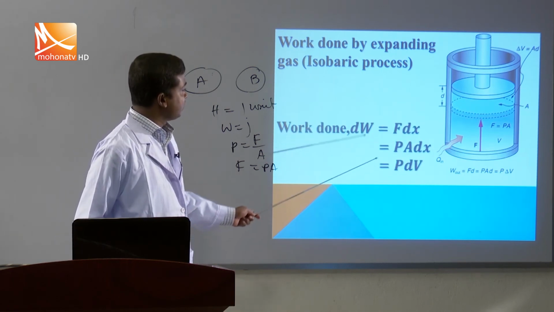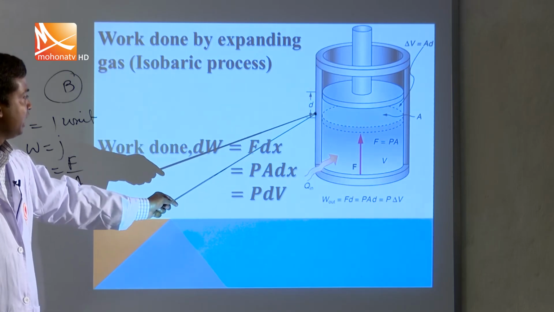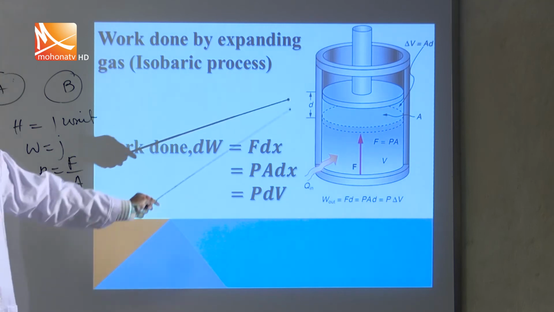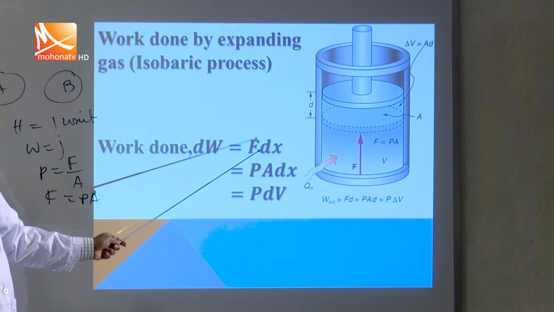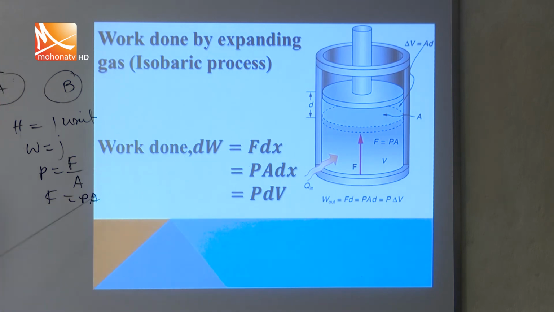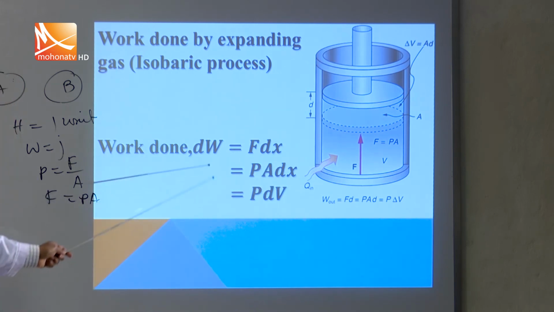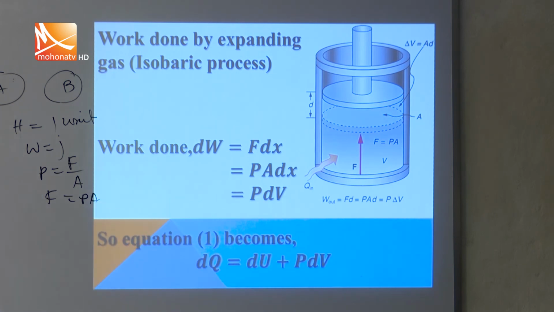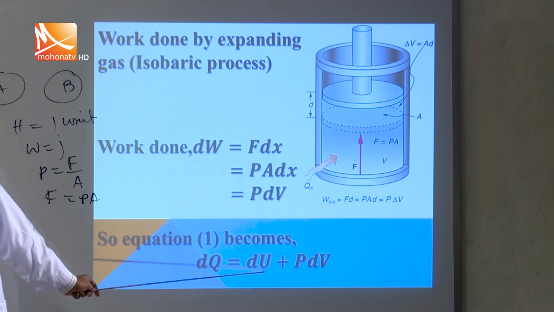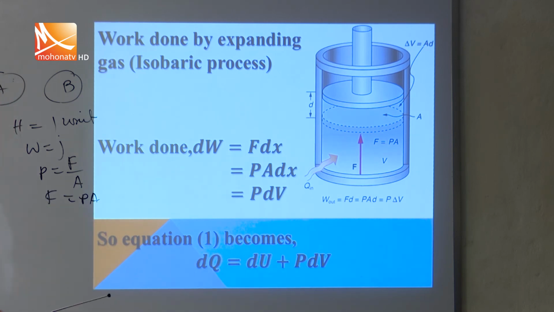Now the work done. Suppose the gas expands through a small displacement dx. Then the work done will be F into dx, and you know that F equals PA. So it is PA dx, and A dx is the change in volume, so you can write dw equals P into dV. So this is the work done. Then equation 1 becomes dq equals du plus P dV. So this is the equation of the first law of thermodynamics.